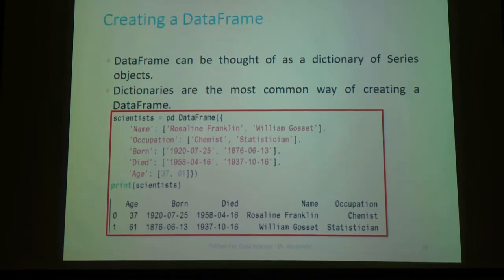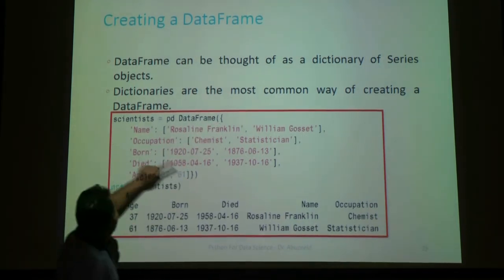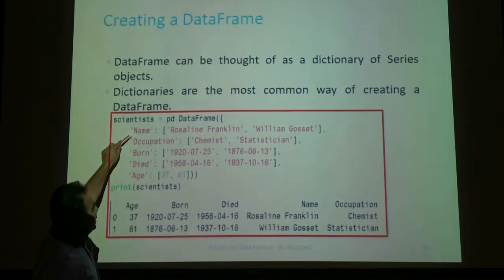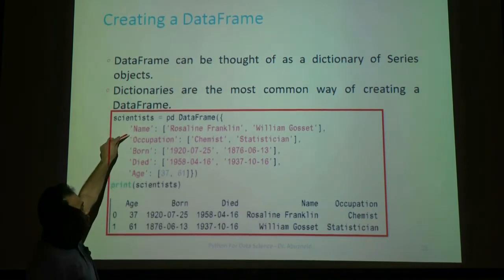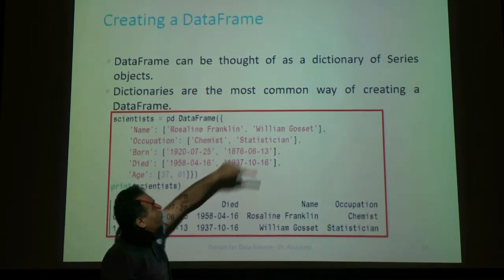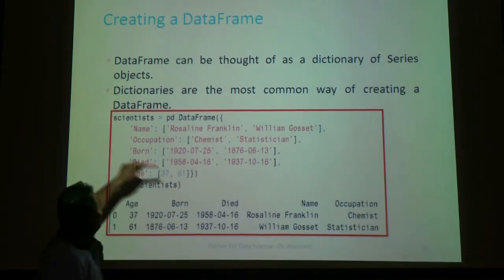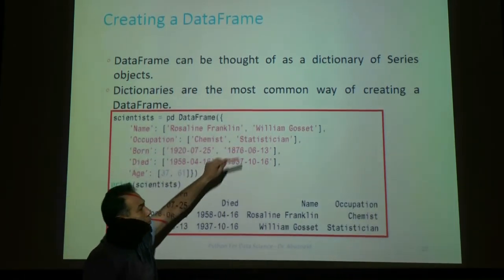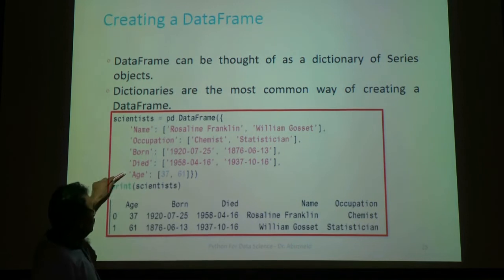Okay, a data frame is kind of a dictionary of series, right? So in here, for example, name, this is a dictionary. Name, which is the index, and you have 2 elements. So what is name? It's a column called name. How many rows do I have? 2. Then I have occupation. How many occupations do I have? 2. Born. How many dates do I have? 2. Died. Okay, I have 2. All right. Age. I have 2.